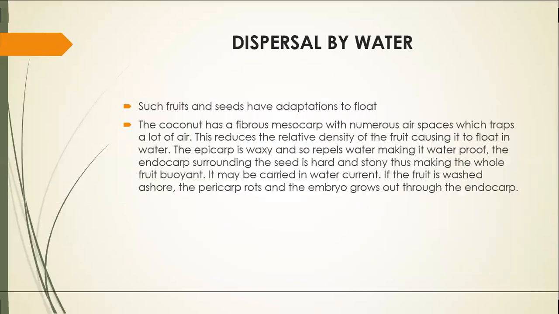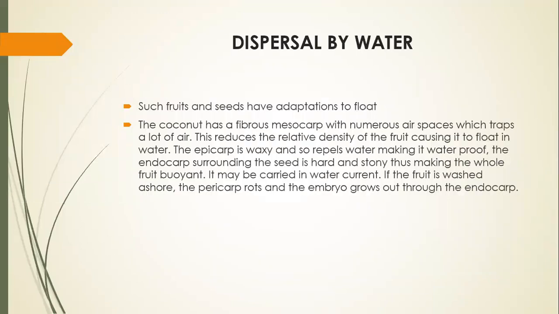Dispersal by water. Some fruits are adapted to float on water. When you place them on water, there's no way they would sink; rather you would find them on top, on the surface of the water. They float on the surface. Now, a practical example is coconut. It is very big, but when you place it on water, it would never sink, but rather it would float on water. Now, why is this happening?